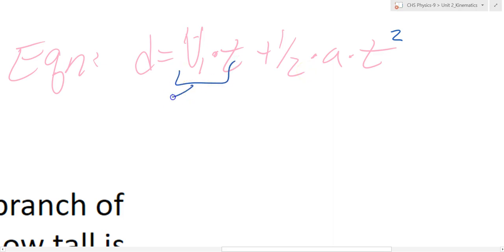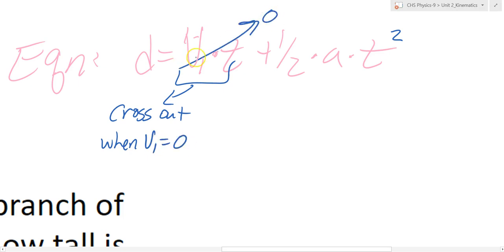This part right here, we can cross out when V1 equals 0, because 0 times 300 or 0.5 doesn't matter. This will go away. So we'll mostly be focused on this.